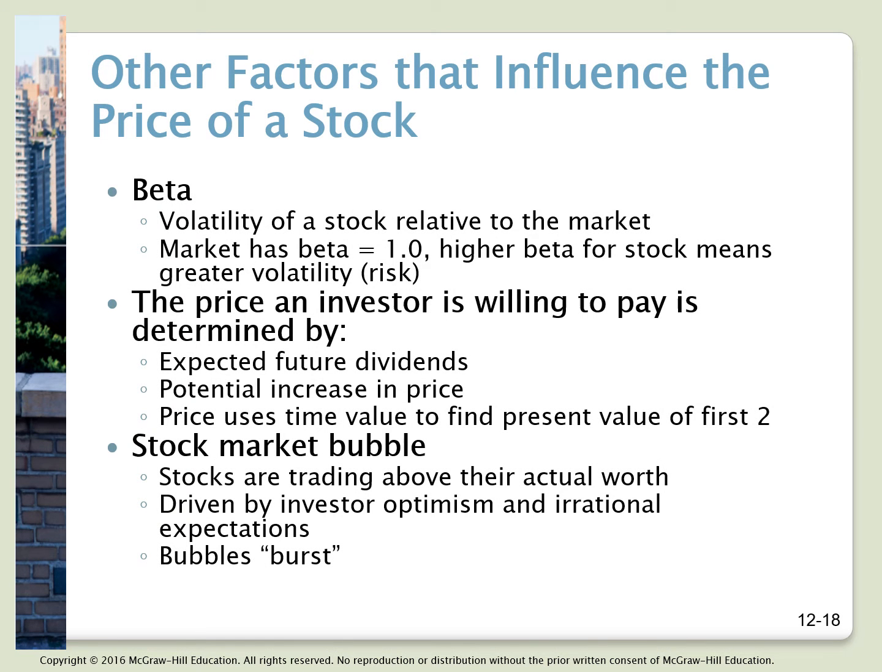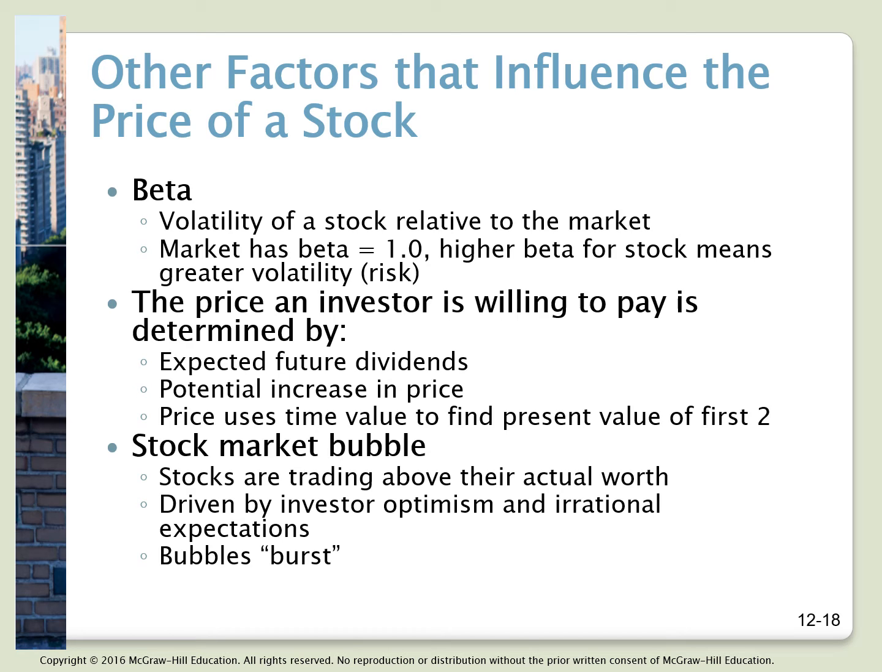Other factors that influence the price of a stock, the beta, that's the volatility, that's what we talked about, the risk that's inherent in the marketplace. The volatility of the stock relative to the market has a beta of 1.0. So that's kind of on average. The higher the beta for a stock means greater volatility, the greater the risk. The greater the risk, the higher the return, and also the greater the possibility that you could have diminished earnings, or the company could fail. At any rate, all these things are part of the calculation.